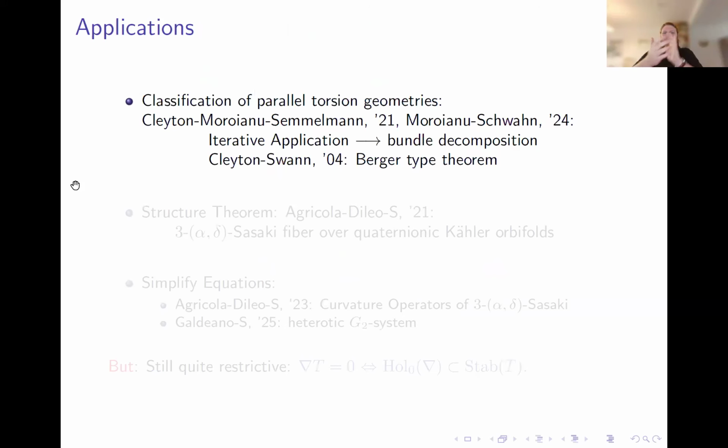So yeah, we have this theorem, and the original application of this theorem, as it was intended by Cleyton, Moroianu, Semmelmann, was to classify parallel torsion geometries. Basically, what they did is they used the theorem to reduce dimension until they arrive at some irreducible parallel torsion geometry. That way you get a bundle decomposition, and then you just have to classify the irreducible parallel torsion geometries, and that was done much earlier by Cleyton and Swann.